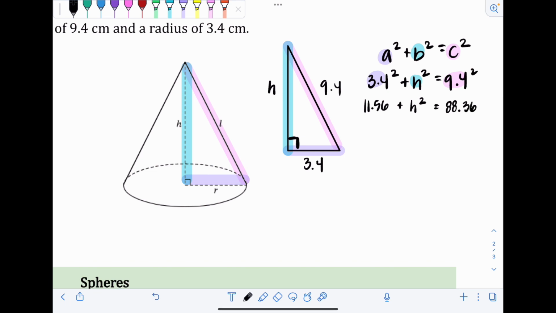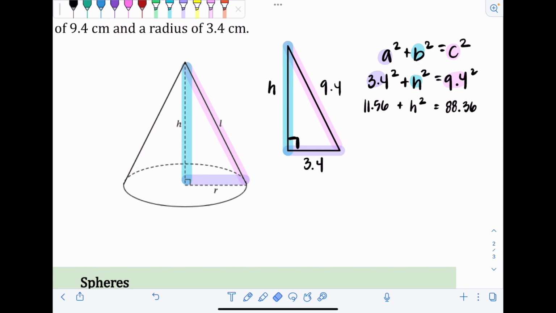88.36. If you ever notice that a number seems kind of weird, make sure it makes sense in the context. 3.4 is between 3 and 4. So if I were to square each of those, 3 squared is 9 and 4 squared is 16. So 3.4 squared should be between 9 and 16. If it's not, you have a problem. And then same thing with the 9.4 squared. 9.4 is between 9 and 10, so if I square both, that'd be 81 and 100. So 9.4 squared should be between 81 and 100. If it's not, then you have an issue.